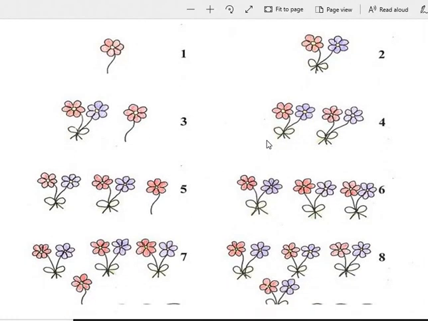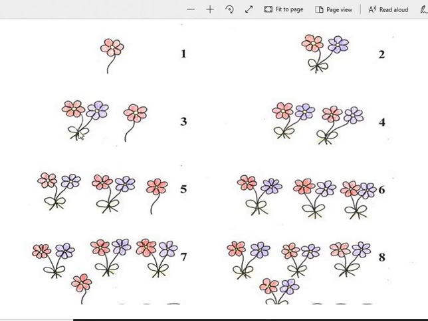Today we are going to learn something new. Now look at these flowers. Go to the first line. Here there is one flower, and this side there are two flowers, and if you observe carefully, these two flowers are joined together. Now come to the second line.